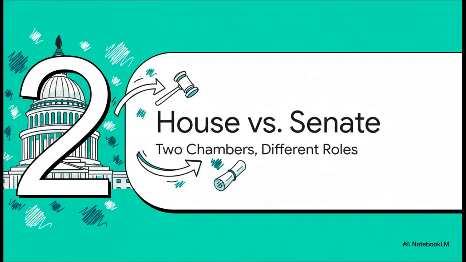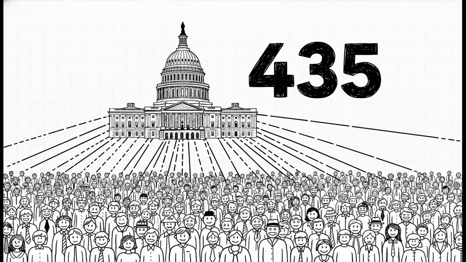Let's take a look. On one side, you've got the House of Representatives. We're talking 435 members here. Each one represents a specific district, and those districts are based on population. That's why people often call it the People's House. It's designed to be the chamber that's closest to the voters.